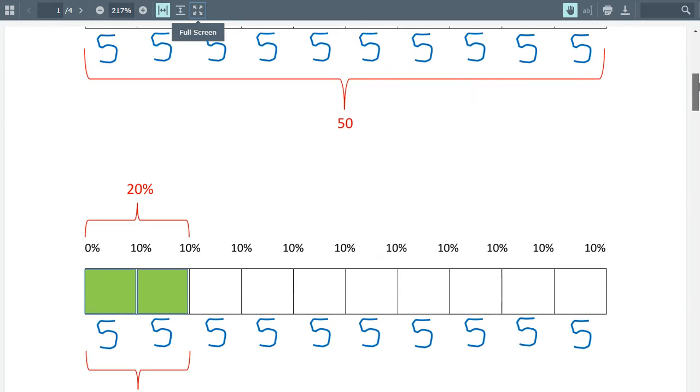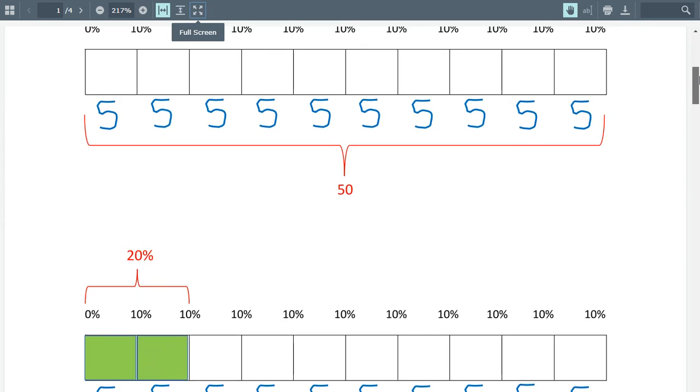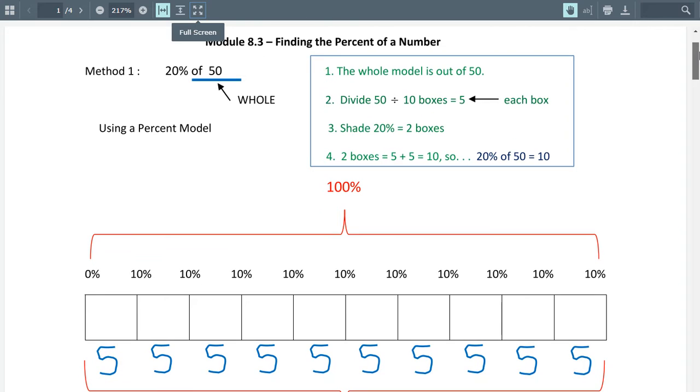Now to clean this up a little bit, I have it shaded like this. The whole thing's still out of 50, but each box represents 5. I'm shading 2 boxes because I'm looking for 20% of the whole 50, which equals 10. So 20% of 50 equals 10. This is how to solve 20% of 50 using a percent model. And you can always look up here to follow the steps again.